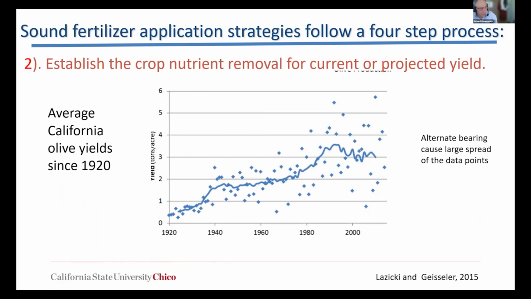Another thing then is we have to establish the crop nutrient removal for the current or projected yield. And here we have the average California olive yield since 1920. This is, again, mostly table olive production here. And we see that our yields bounce around 3 tons per acre. But one of the things that you do see, and sometimes it's very difficult to quantify your projected yield, is because of alternate bearing. These huge jumps from very low years to very high years, that's a consequence of alternate bearing. So trying to project your yields can be difficult, particularly in an alternate bearing crop such as olive.